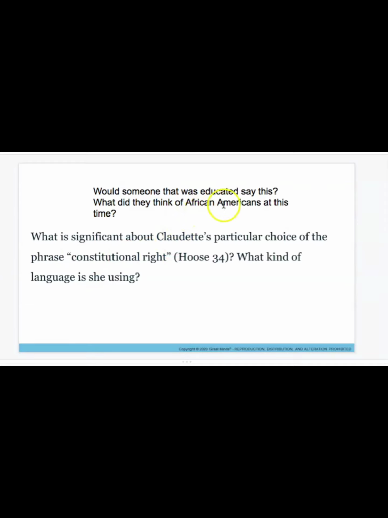What would someone that was educated say? What did they think of African Americans at the time? So I want you to look here on this page. What is significant about Claudette Colvin's particular choice of phrasing when she says constitutional right, which is on page 34? What kind of language is she using? So I want you to think about the fact that she used constitutional right. What does that say to us about her education? What did they think of African Americans at this time based off of what she's saying here?